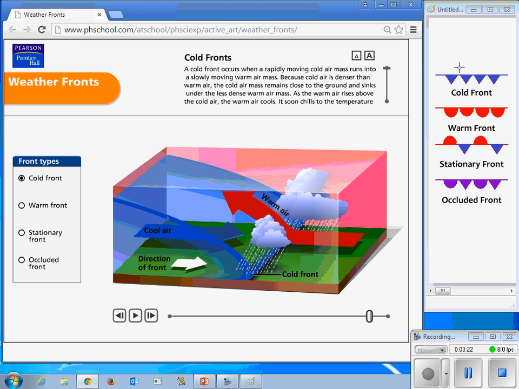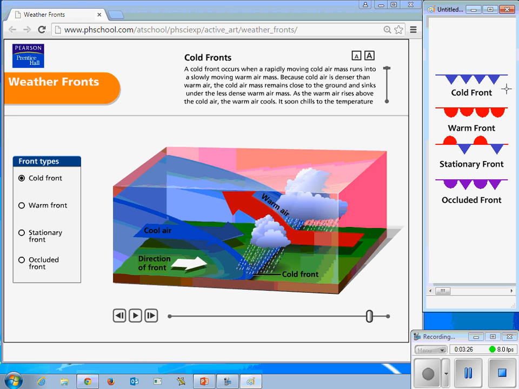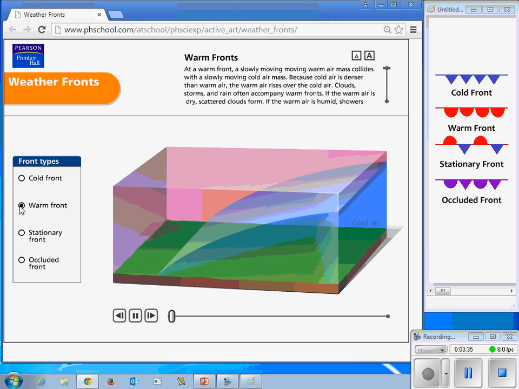The symbol for a cold front looks like this. You can see up here, it is just these triangles. The triangles face in the direction that the cold front is moving, and it's usually drawn in blue if you're using color. Next thing we'll talk about is a warm front.